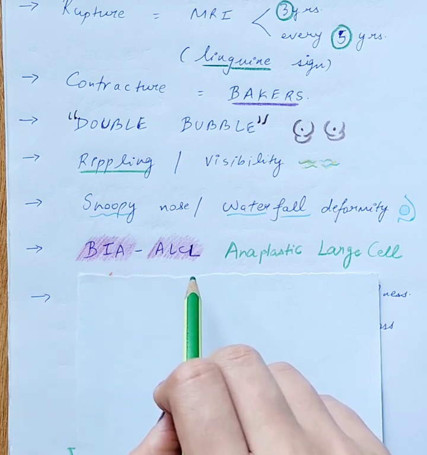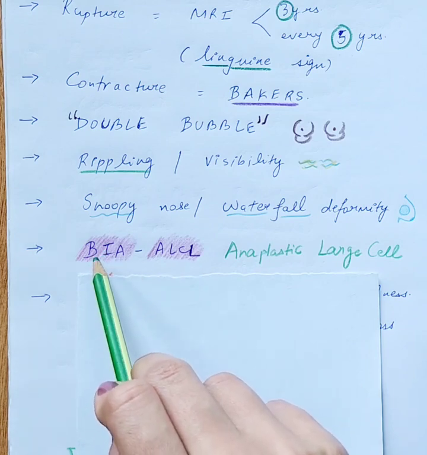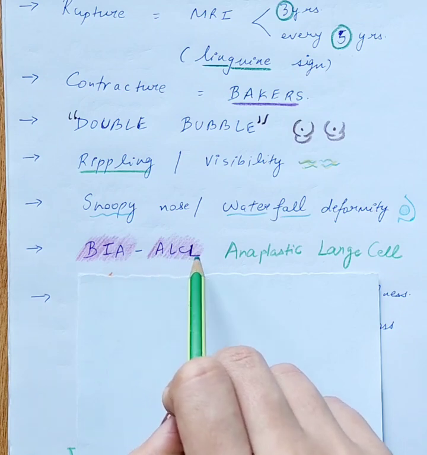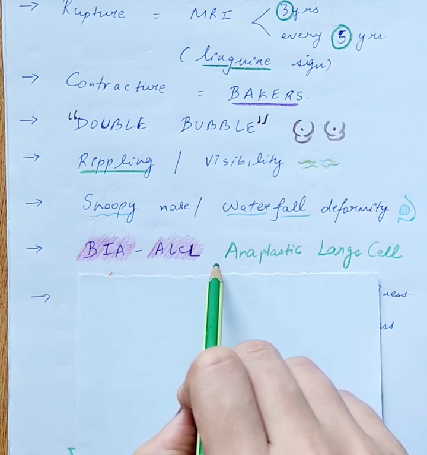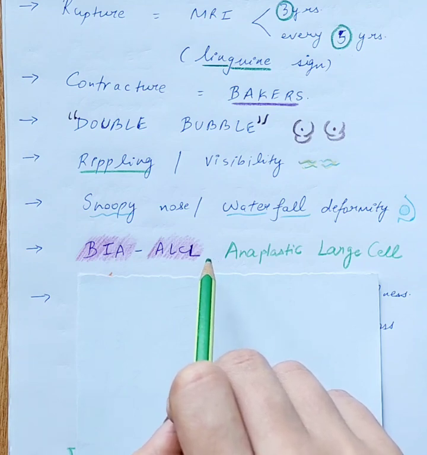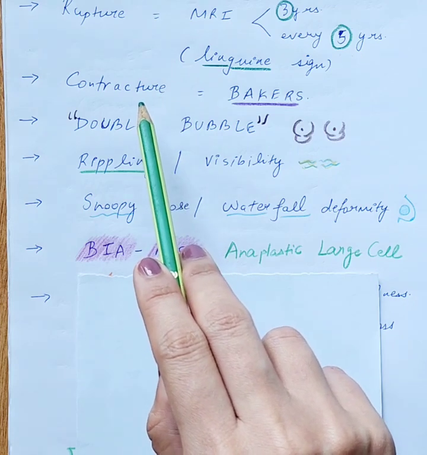One of the most dreaded complications, but fortunately not very common, is the BIA-ALCL, that is the carcinoma which has been documented with the breast implant, which is the breast implant associated anaplastic large cell lymphoma. This incidence has been higher with the textured type of implants, whereas the contracture has been seen more in the smooth surfaced implants.